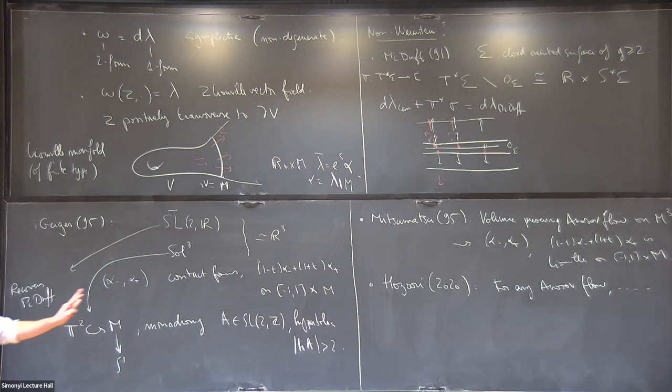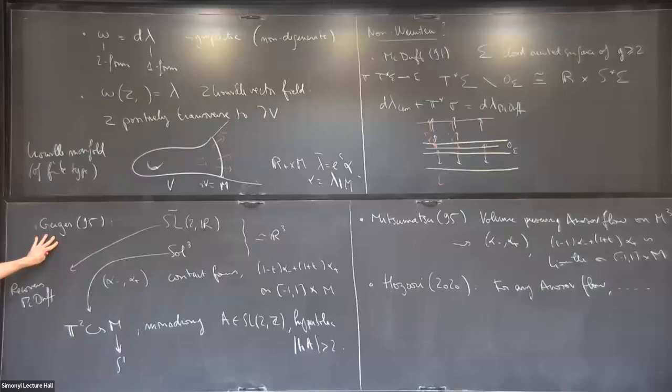I'll give a more precise statement in a minute. So all of these examples are four-dimensional. We get four-dimensional Liouville domains. Gaius also constructed six-dimensional domains, still of the form minus one, one cross some manifold.